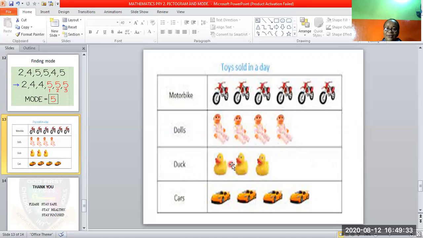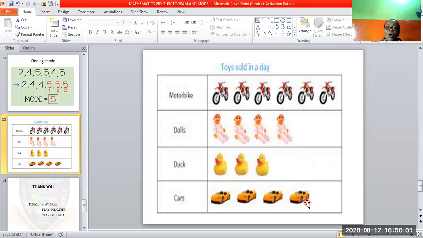How many dogs did we sell? Toy dogs: 1, 2, 3. We sold 3 dogs today in our superstore. Therefore, we move on to find out how many toy cars we sold. We have sold 1, 2, 3, 4 cars in a day.